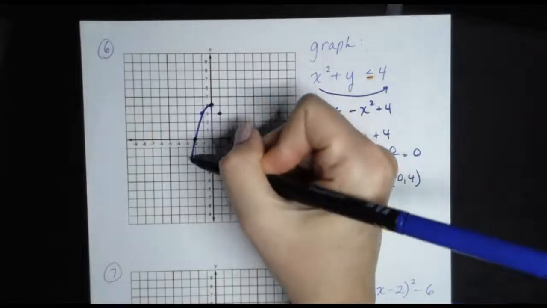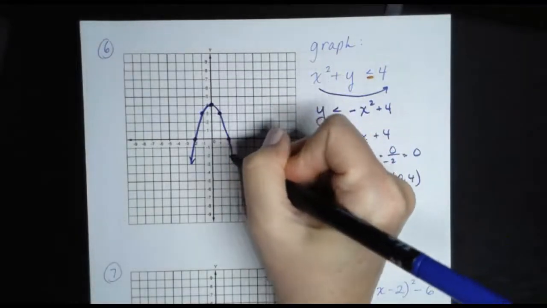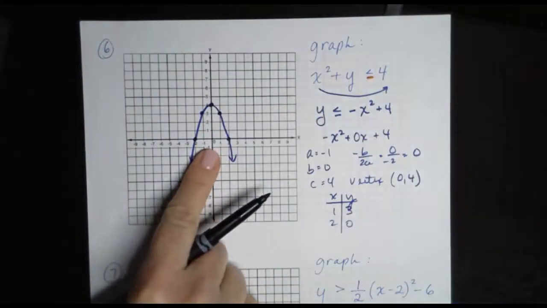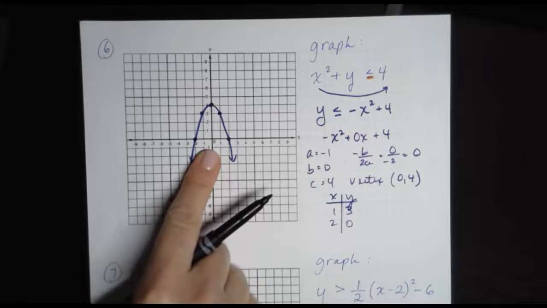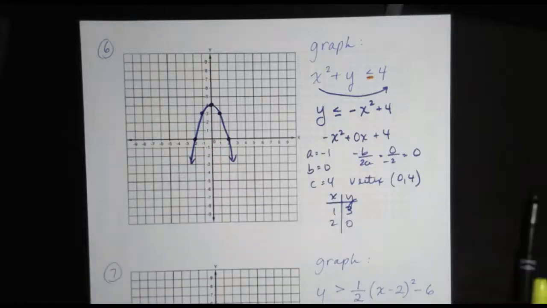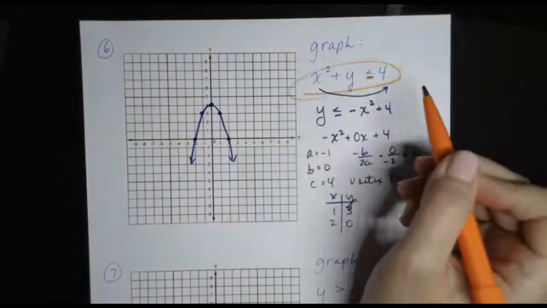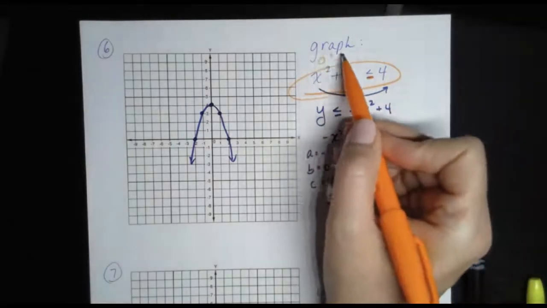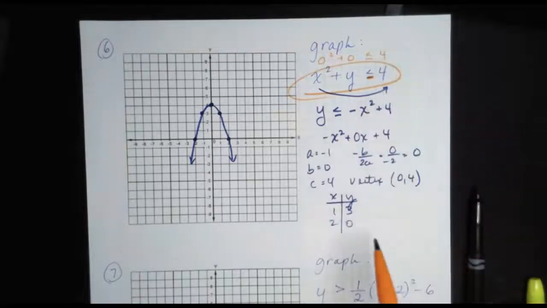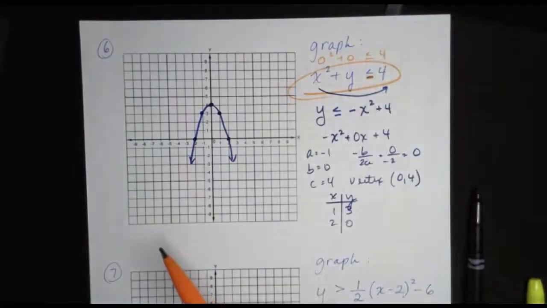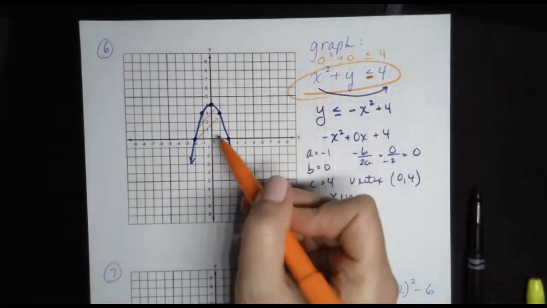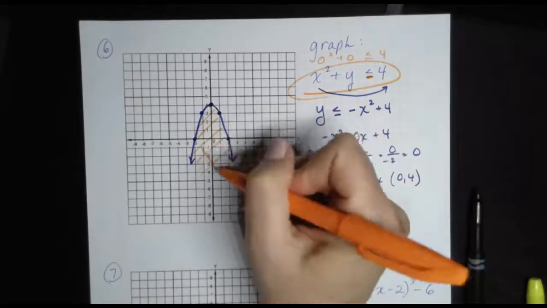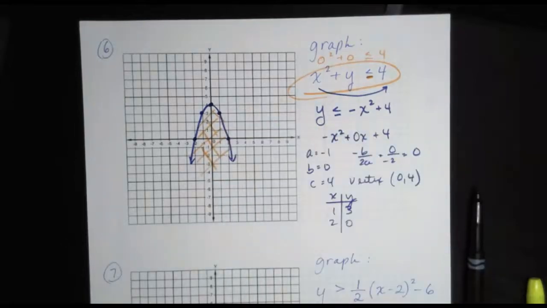So here's our graph. And we are going to choose 0, 0. It is in the interior of the parabola. Does it make it a true statement? So you can best bet plug it into the original inequality. So that's going to be 0 squared plus 0. Is it less than or equal to 4? Is 0 plus 0 less than 4? Yes. That's why we are going to choose to fill in inside the parabola. That is the part of the graph that will satisfy the inequality.